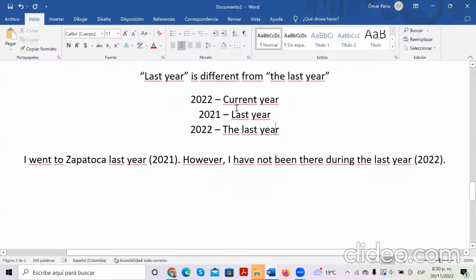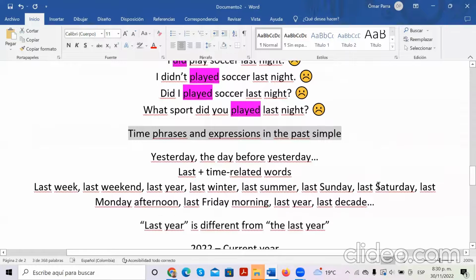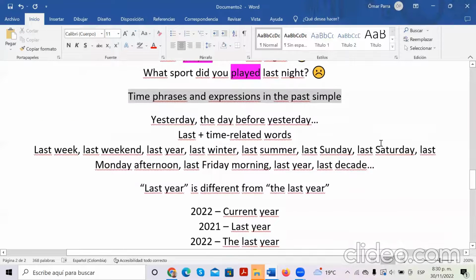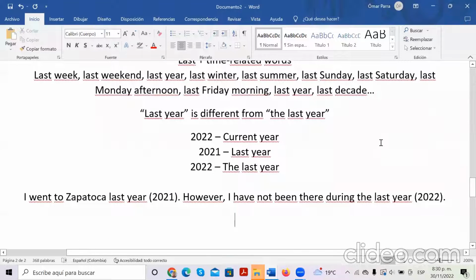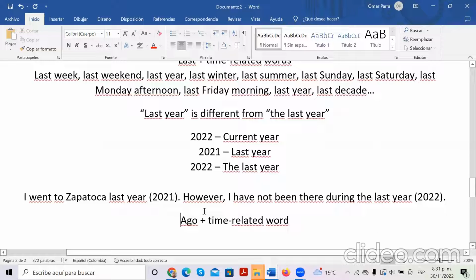Okay, so it's important that you make the difference between last year and the last year. Now, thank you very much, Juliet, for your participation. We can also use ago in combination with some phrases. So normally we have ago plus time-related word plus a number. Sorry, it's actually the number first.